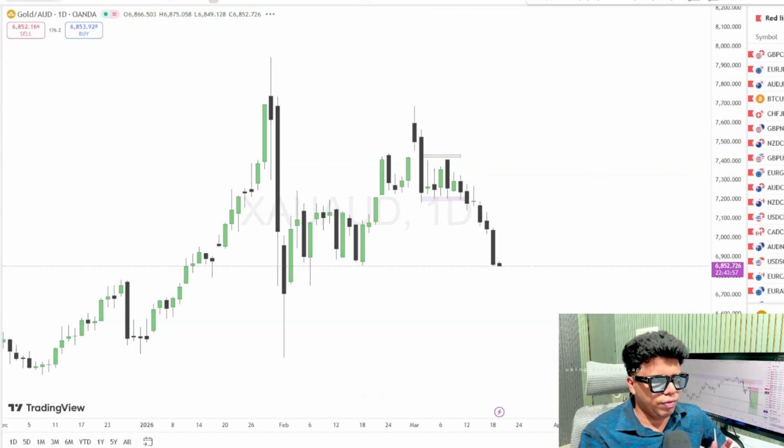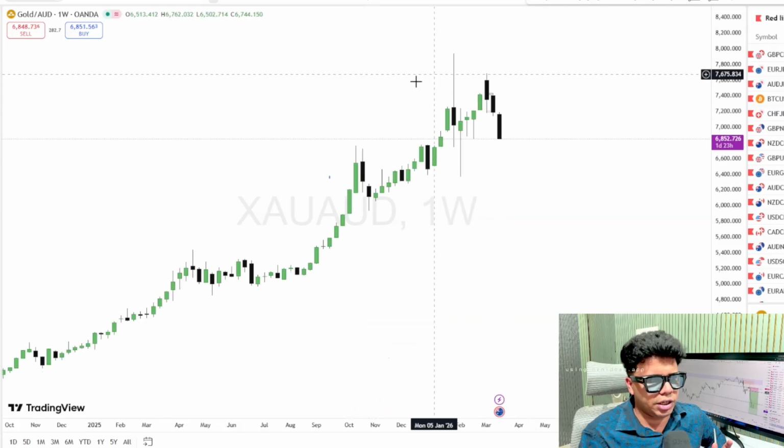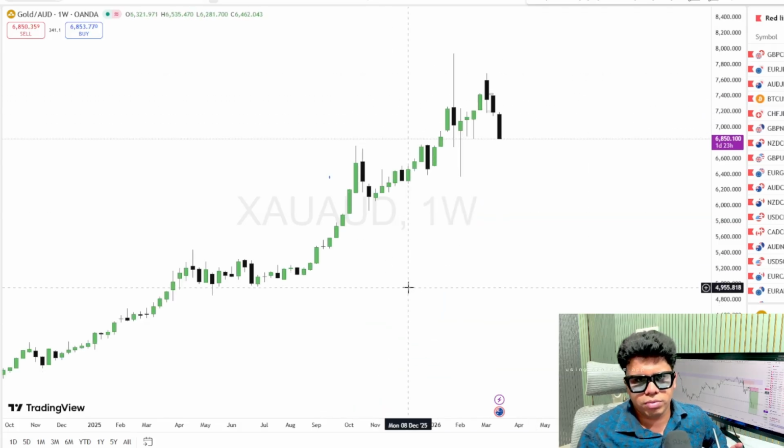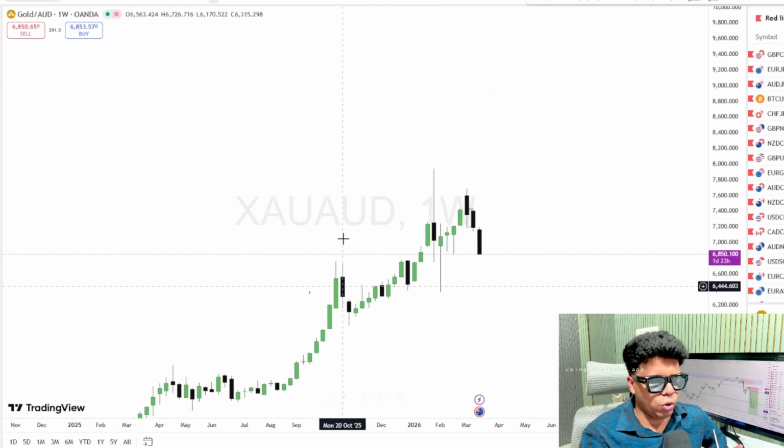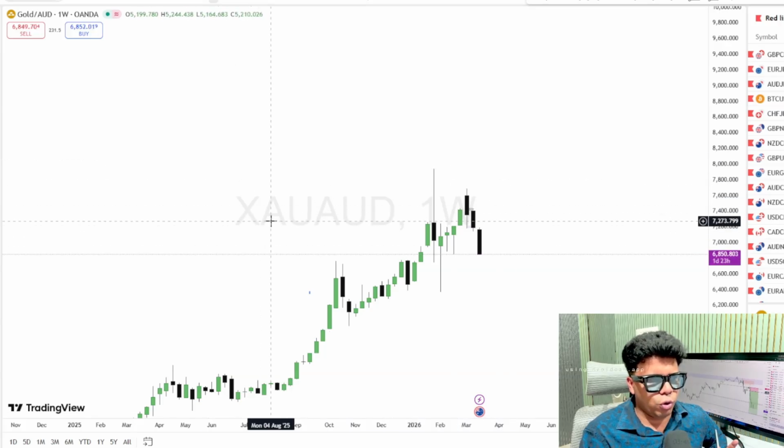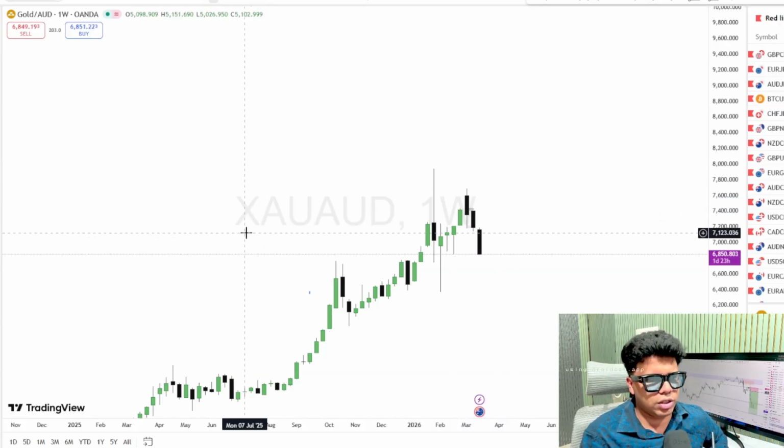If I go to the weekly time frame, a candle is getting created by a week, 5 days. It's a gold chart. The technical name for gold is XAUUSD. XAUUSD means gold is paired with the AUD, sorry, the Australian dollar. AUD means Australian dollars.